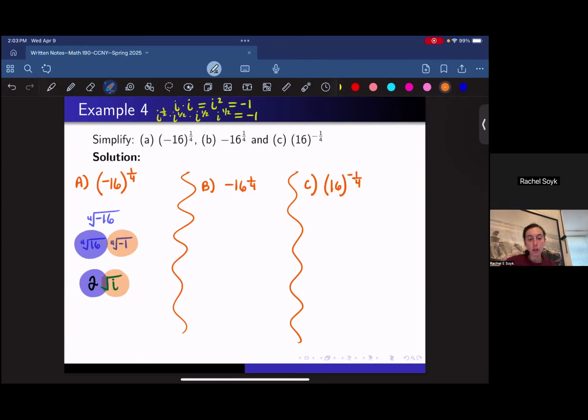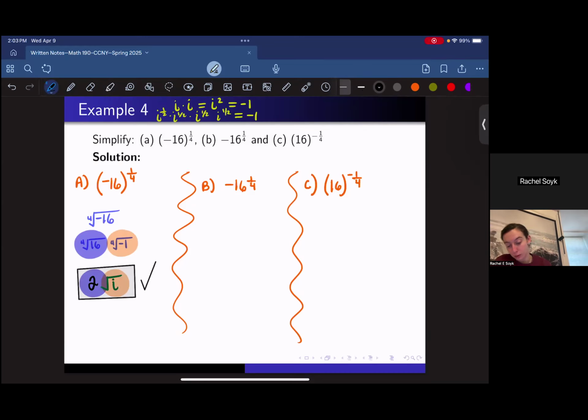You learn more about imaginary numbers in pre-calculus. In this course, you just need to know the basics. Definitely know that the square root of negative 1 is i. So the fourth root of negative 1 is the square root of i.